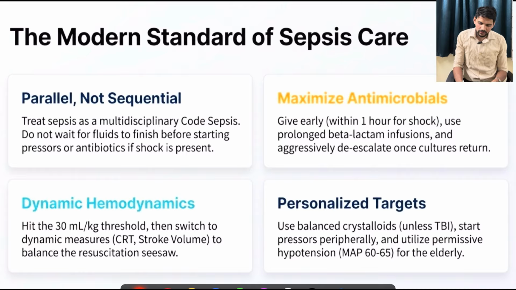So overall, the modern standard of sepsis care tells that it should be a parallel approach, not sequential. Then there should be dynamic hemodynamic monitoring utilizing various parameters, and maximize utility of antimicrobials when the suspicion is very high, and personalized targets should be set, for example, especially in selection of fluids.